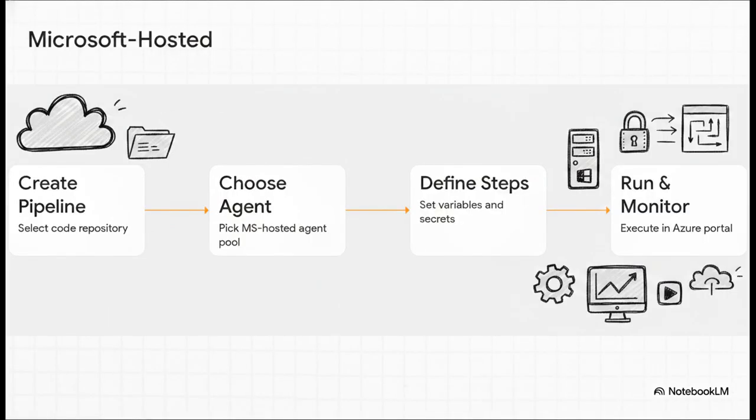If you decide to go with the Microsoft-hosted route, getting started is incredibly streamlined. You just create your pipeline, select your repo, and then pick the Microsoft-hosted agent pool and your OS image, say a Windows environment. From there, you just define your steps, set up your variables and secrets, and let it run. Microsoft handles literally all the underlying infrastructure. They provision the machine and throw it away when the job is done. You just sit back and monitor the progress right from the Azure portal.